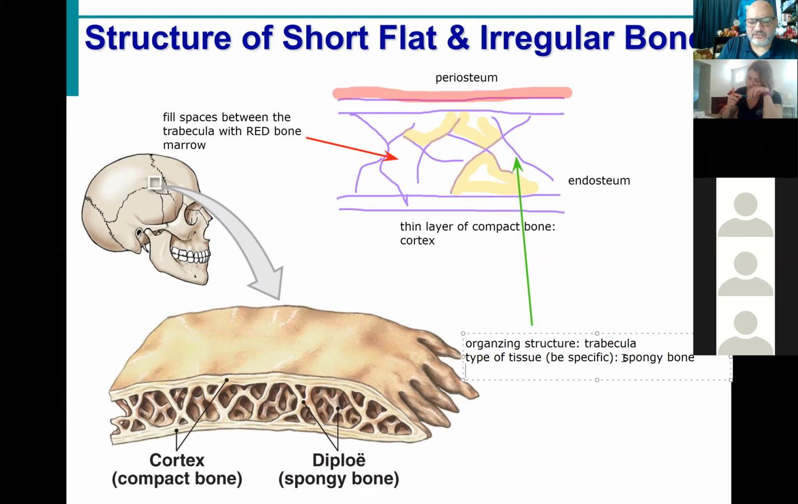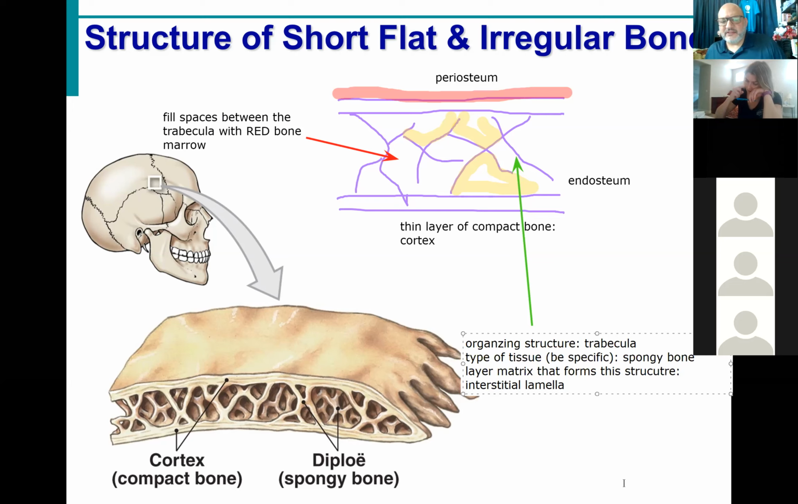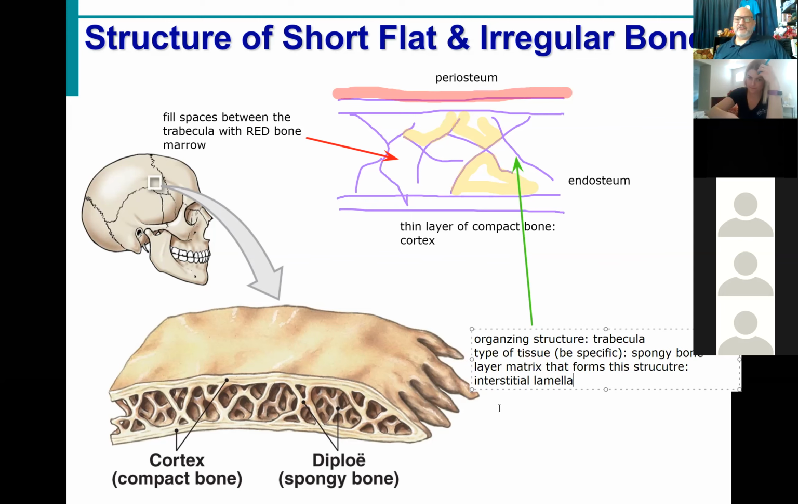I could ask the question, identify the layer of matrix that forms this structure. Interstitial. And what would that be? Yep, interstitial lamellae. And that is going to be the same for anything. Again, don't just say interstitial. Make sure you say interstitial lamella. We want to use that word lamella. And that is true for short bones, for flat bones, and irregular bones.